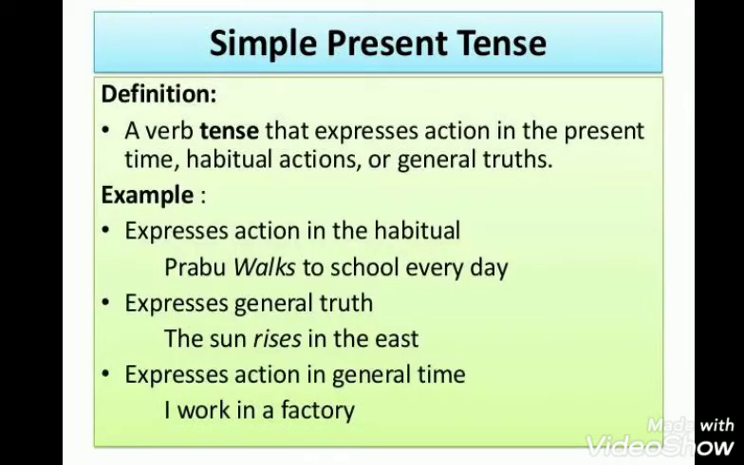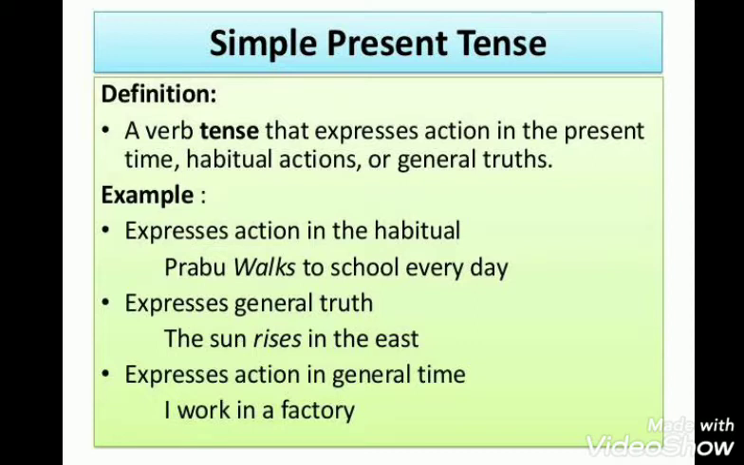Now first let's talk about present simple tense. Okay, let's have a look at your screen. So what is a present simple tense? A verb tense that expresses action in the present time, habitual action or general truth. Any action that takes place in the present moment is present simple. You can also say present simple tense talks about your routine activity, daily routine or habitual action, something that you do every time. General truth means something which is a fact.